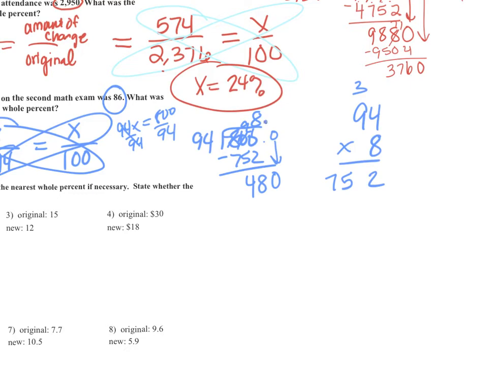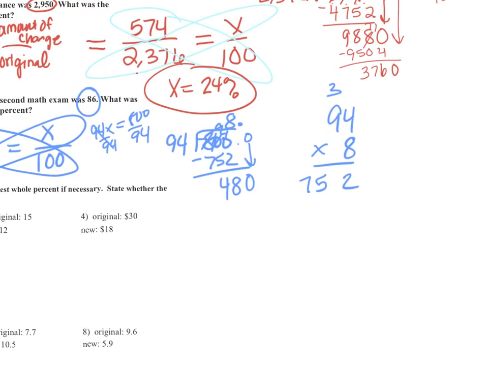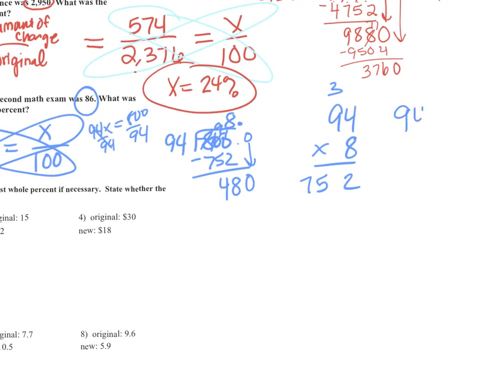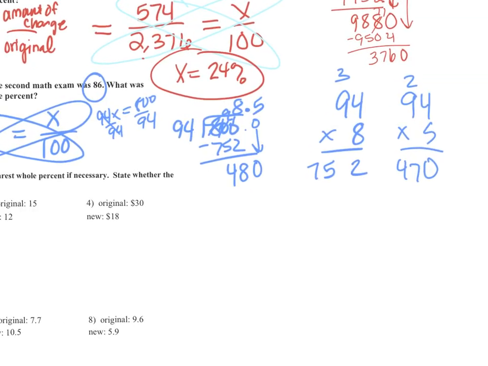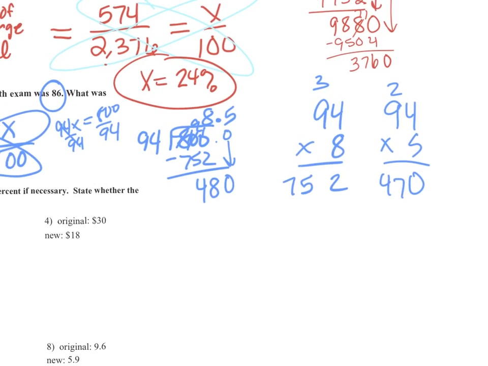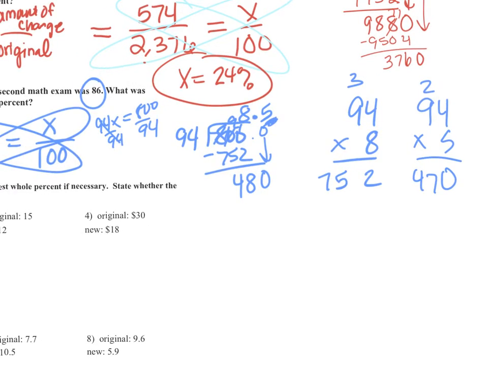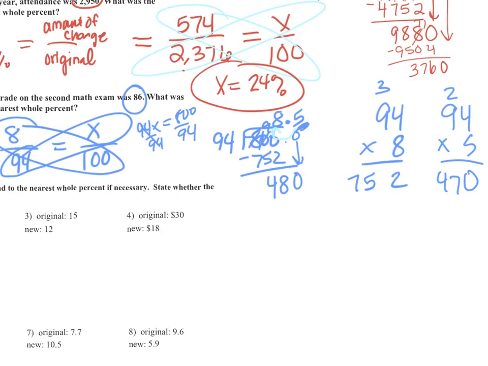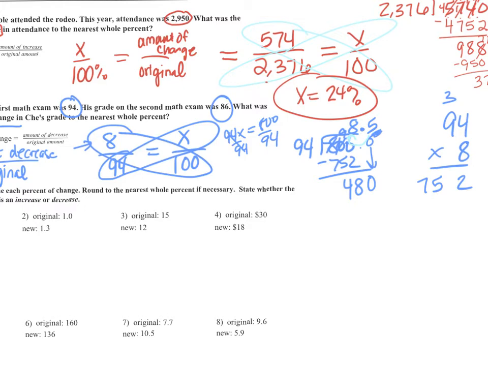So we got 8, then 480. And I think we did this earlier. So 94, I think it was 5. That's what we started with earlier. 45, 46, 47. So I get 8.5 out of that. Since the number behind the decimal is 5, or if it was bigger than 5, that means it's rounding that whole number up. So x would be 9. So x is actually 9%.